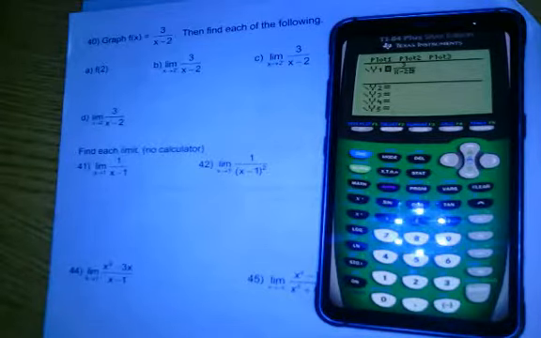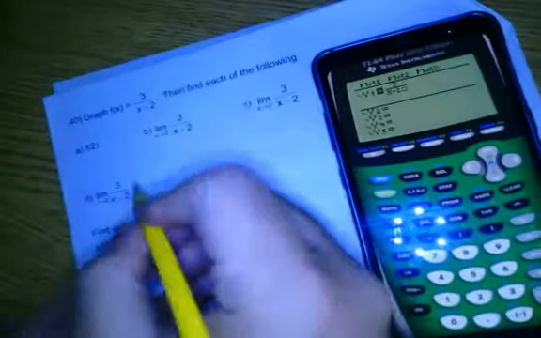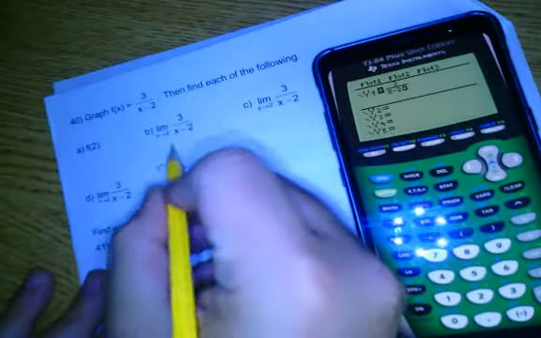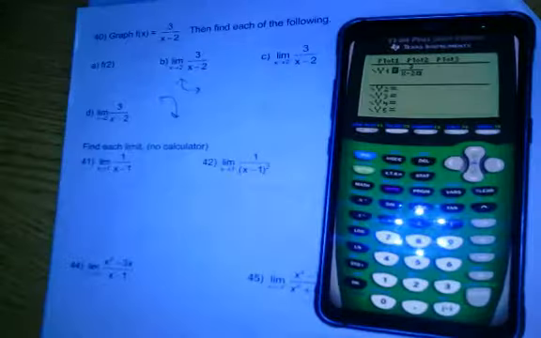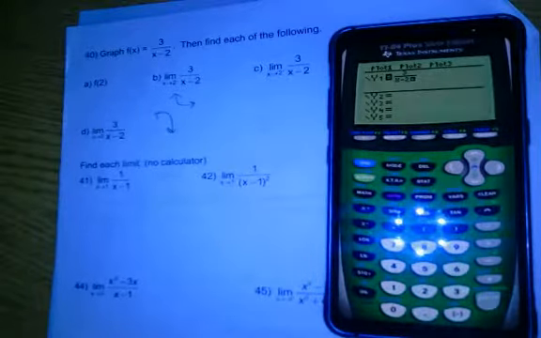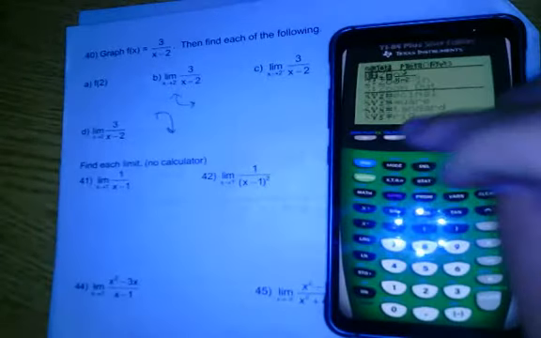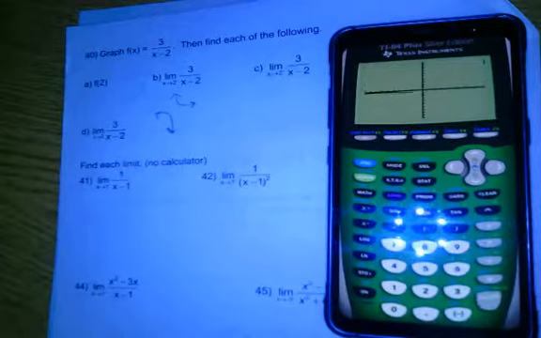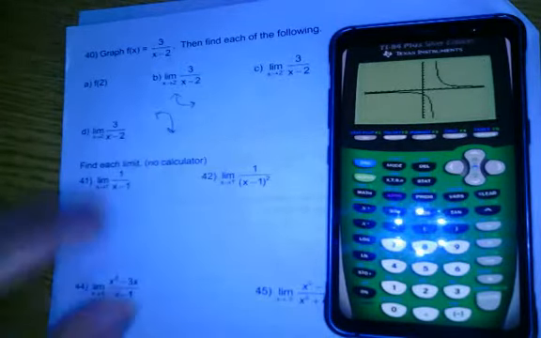It's a rational graph that shifted over to the right, too. And it's stretched by 3. So it's going to look something like this. Just moved over twice, 2 from the origin. So if I hit zoom 6, that's my standard, and there it is. Like I said, this graph shifted over by 2.